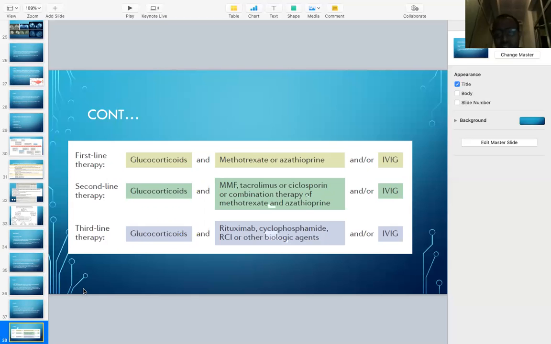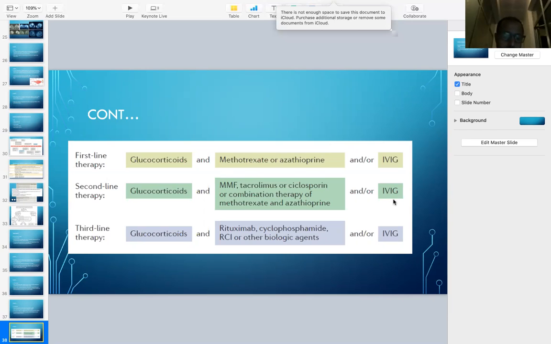For patients who have severe disease, with a power of 2 or 1 or 0, especially patients who have dysphagia or alteration in voice, or patients who have interstitial lung disease, IV immunoglobulin will also be considered as an initial triple therapy. Second-line agents are glucocorticoids plus MMF, for patients who have failed methotrexate or azathioprine, either from treatment failure or side effect issues. Then you can use MMF, tacrolimus, cyclosporine, or a combination of methotrexate and azathioprine can be considered, plus or minus IV immunoglobulin.